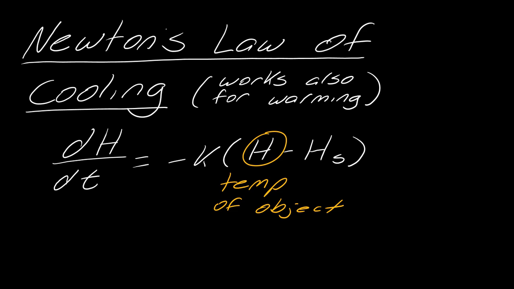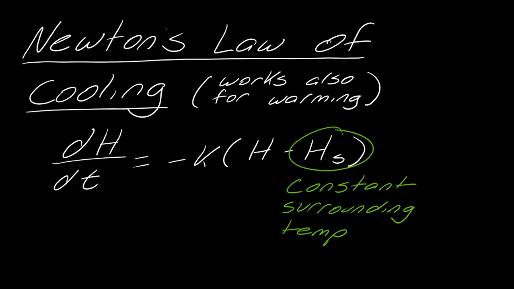This H has to do with the temperature of the object, so this is going to change. And then this H sub S is the constant surrounding temperature. So in theory, this doesn't change. You bring it into a room that's, like our example, 75 degrees. It's just going to stay 75 degrees. So that's a constant. That's important to remember.